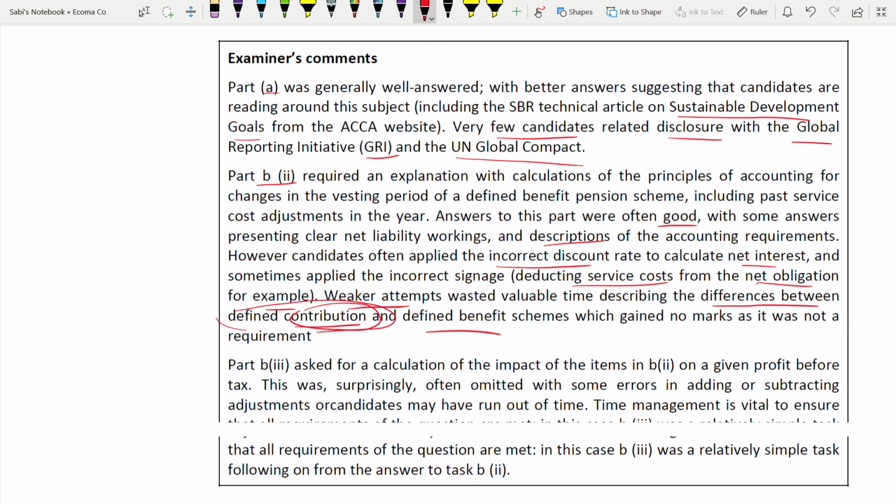See, examiners will always ask something which is there on the paper. If something is not given to you in the case study, they have not mentioned it, they will never ask you for that thing, even as a requirement. If they want to ask you, they will clearly write, please define the difference between defined contribution and defined benefit scheme. But since they have not given anything about defined contribution, no mention, don't say. You have wasted valuable time.